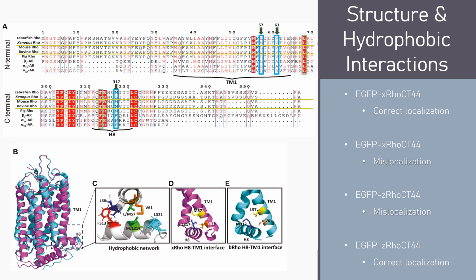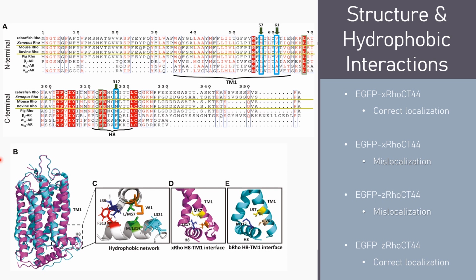Researchers looked at several rhodopsin sequences and found that the H8 helix interacted with the TM1 helix in several spots. Since their earlier experiments showed that hydrophobic interactions were important for rhodopsin trafficking, they hypothesized these interactions between H8 and TM1 might be important too. To test this, they wanted to block the hydrophobic interactions between the two helices.